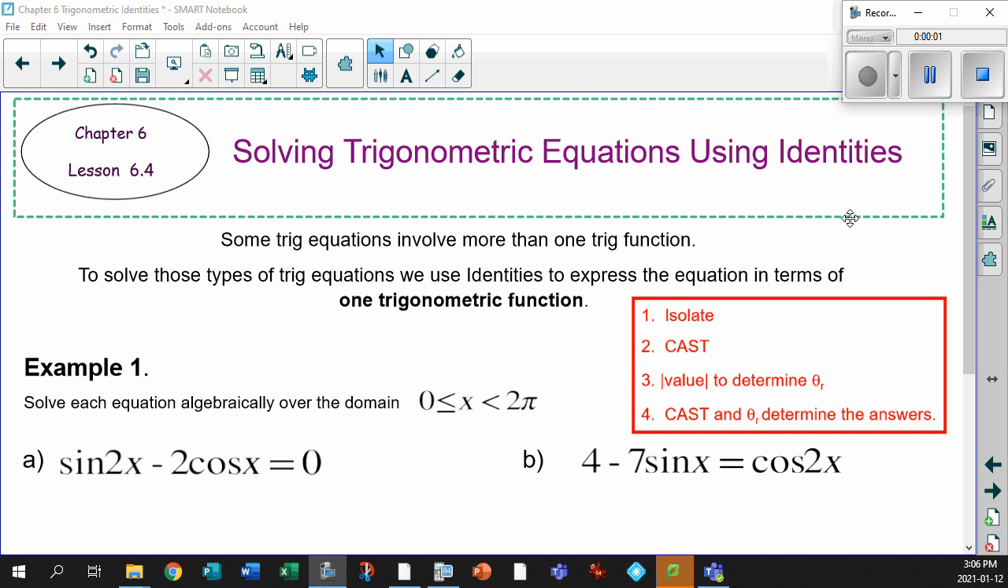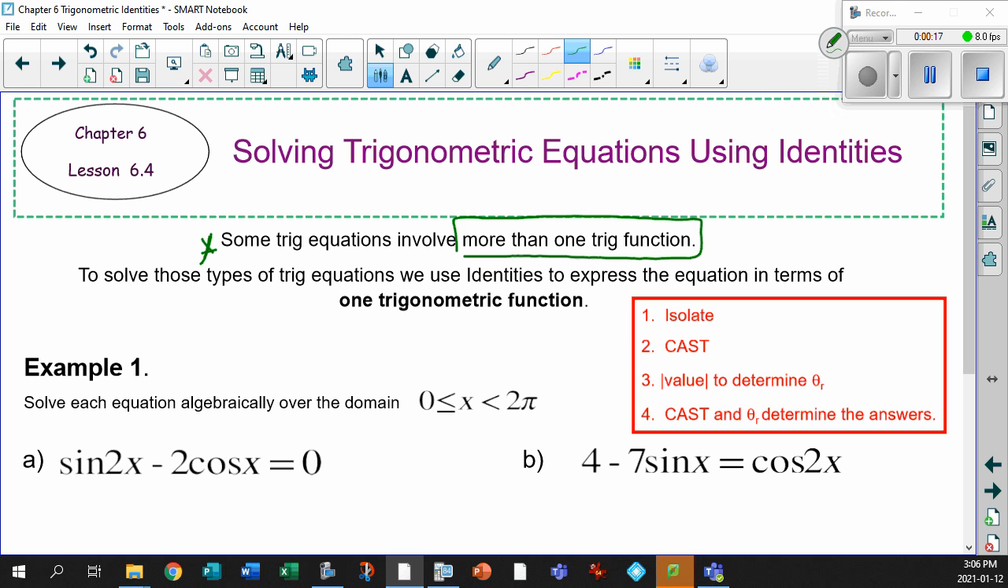Do you remember at the beginning of this chapter, I said you can use identities to help make things a lot easier when you're solving? Yeah, because check this out. Some trig identities actually have more than one trig function in them, like this question right here. Oh my, gotcha, what do I do?